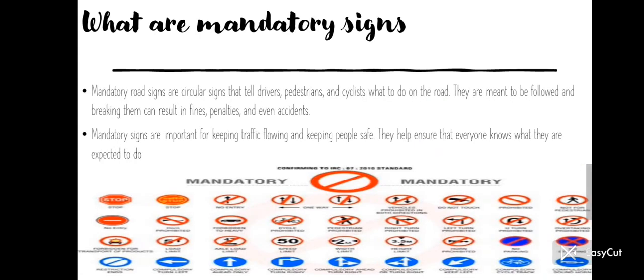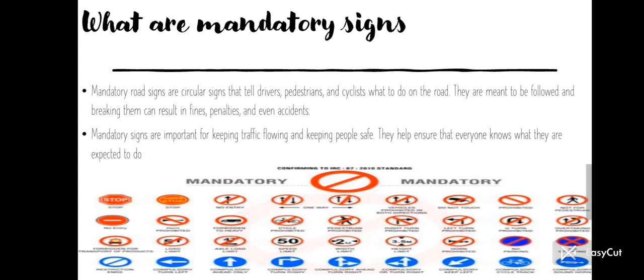What are mandatory signs? Mandatory road signs are the circular signs that tell drivers, pedestrians, and cyclists what to do on the road. They are meant to be followed, and breaking them can result in fines, penalties, and even accidents. Mandatory signs are important for keeping traffic flowing and keeping people safe. They help ensure that everyone knows what they are expected to do. For example, the stop sign means you have to stop the vehicle.